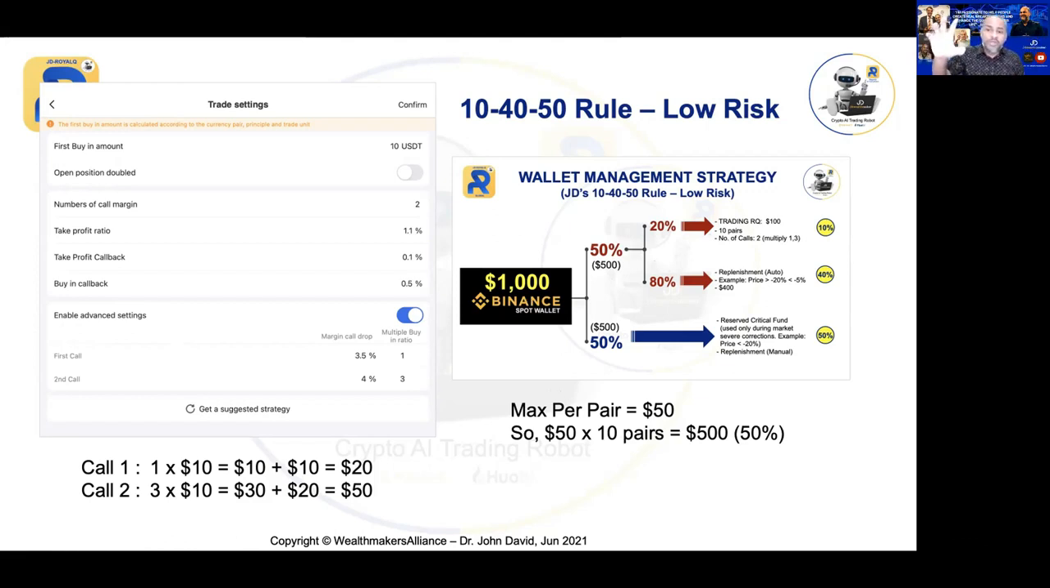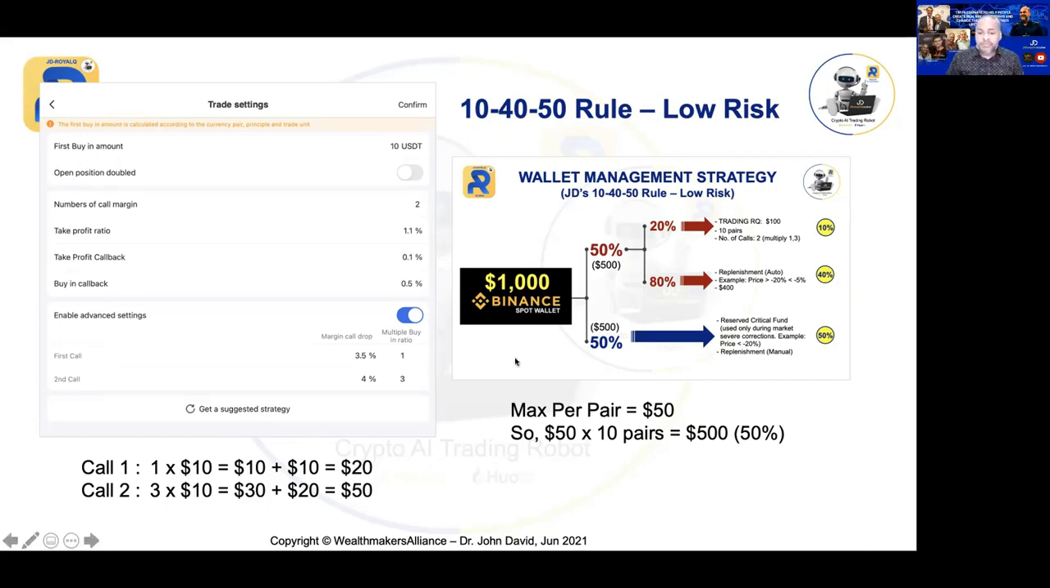Now, if you use $100, please don't go for 10 pairs. If you use $100, you can only go for 1 or 2 pairs. So please understand that. The ratio is different. If I use, let's say, $10,000, then the number of pairs can be different.